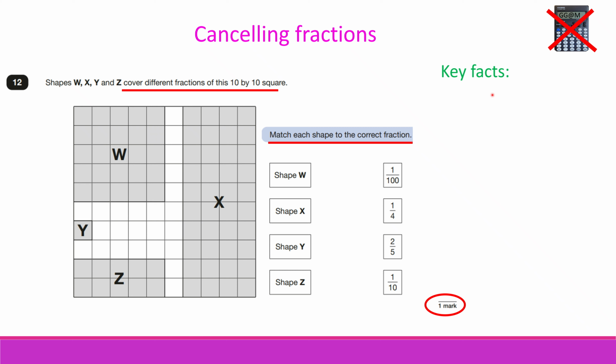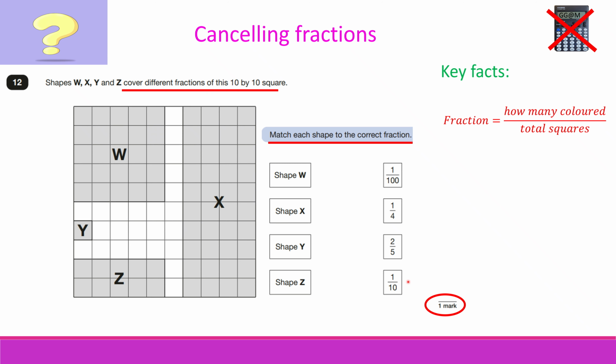So your key fact, you need to know how to work out a fraction. Your fraction is how many squares are coloured divided by the total number of squares. Then you will have to cancel your answer down in order to get it in the form that you can see here. Press pause, have a go at working out the answer and then press play when you need to.